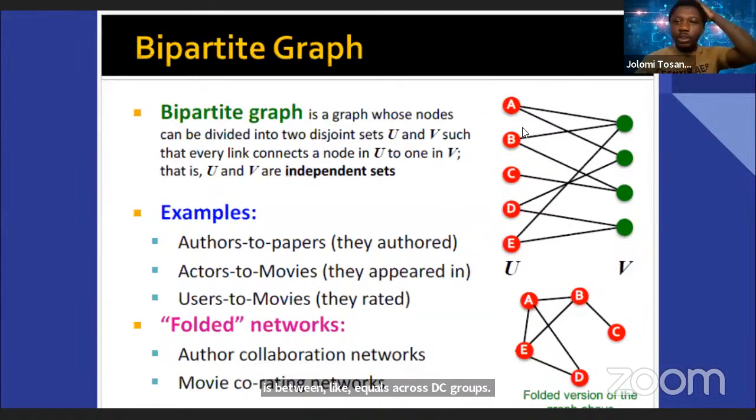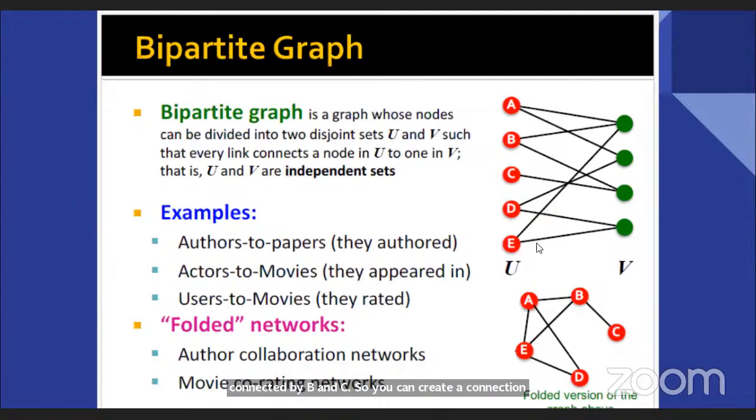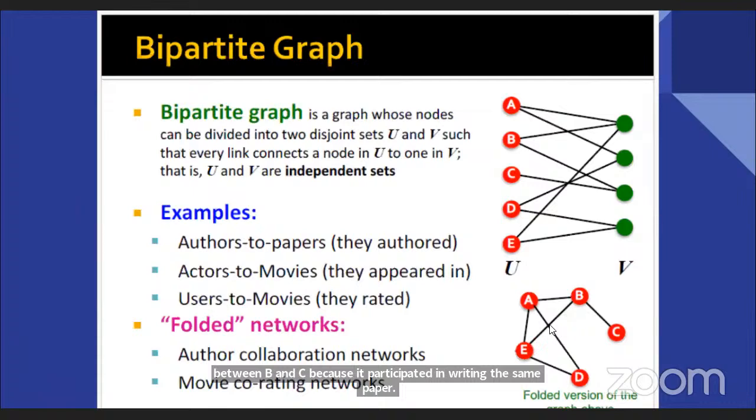And you can actually fold this bipartite graph into something like this, which is the folded version, right? For example, you see this particular paper here is connected by B and C. So you can create a connection between B and C because they participated in writing the same paper, and likewise D and F, D and E, and stuff like that.